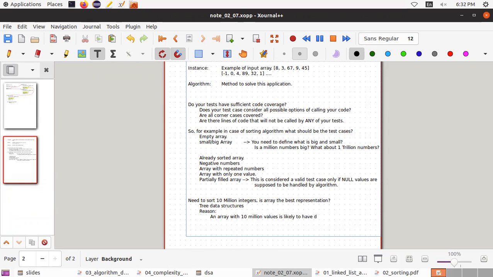The data is likely to have duplicates. It is likely to be very sparse. Sparse means that there are very few values. A lot of numbers are going to get repeated. If you have an array with 10 million integers, that particular array is likely to have a lot of duplicates. It is likely to be very sparse. Hence, a tree data structure is much better than an array representation.